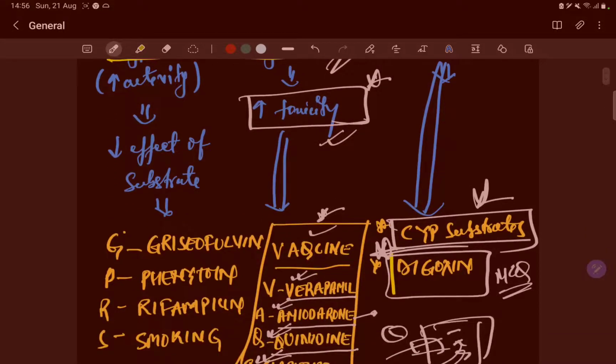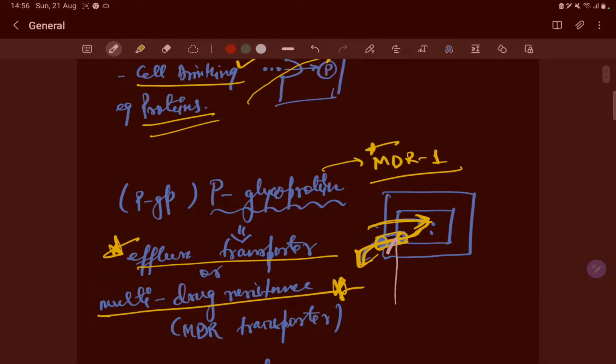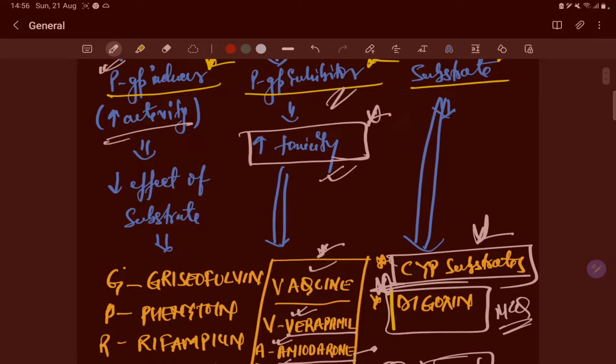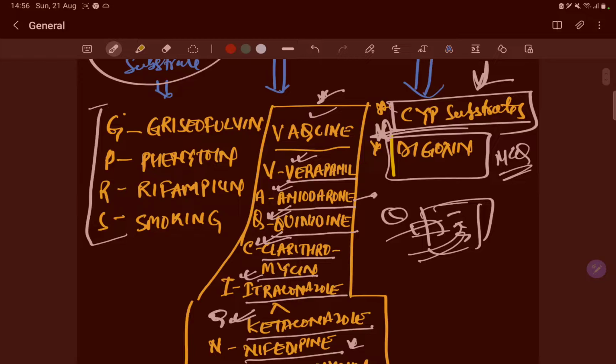So what are P glycoprotein inducers? These are the drugs which act on the P glycoprotein and stimulate the transporter to efflux out the drug. So whatever drugs we are giving to treat the patient, it will be thrown out very fast. It increases the activity and decreases the effect of the substrate, and these are GPRS: griseofulvin, antifungal; phenytoin, antiepileptic; rifampicin, anti-TB and leprosy; and smoking.